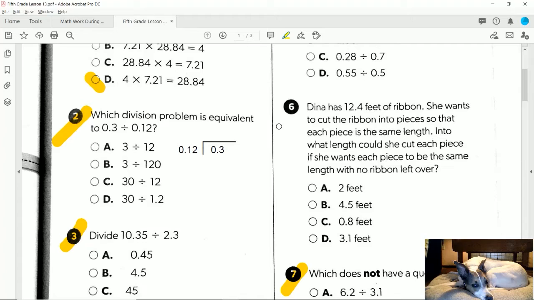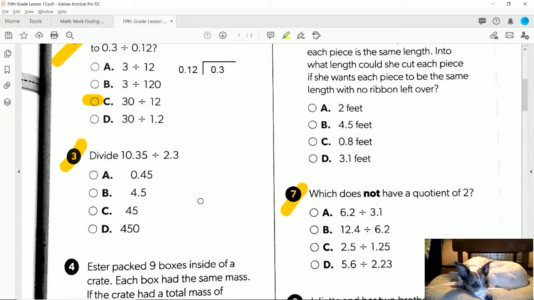Number 2, which division problem is equivalent to 0.3 divided by 0.12? So I wrote the problem out for you. 0.12, we move the decimal point over 2 times, then we move the decimal point over 2 times, and we would get 300 divided by 12. I'm sorry, that's not correct. It would be 30 divided by 12.